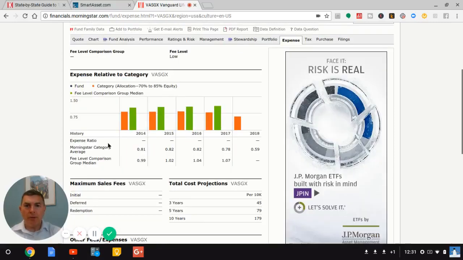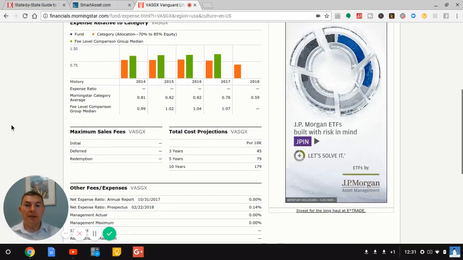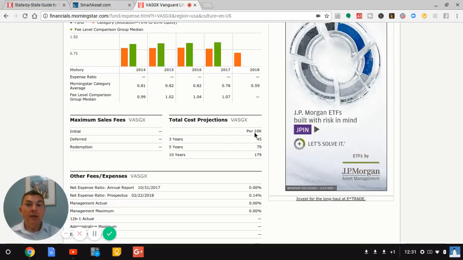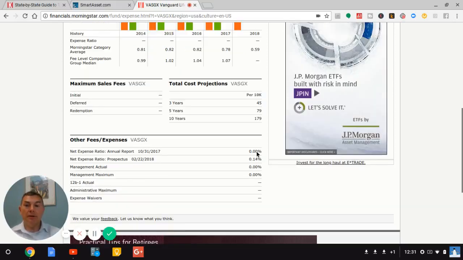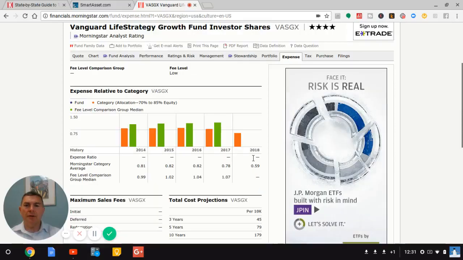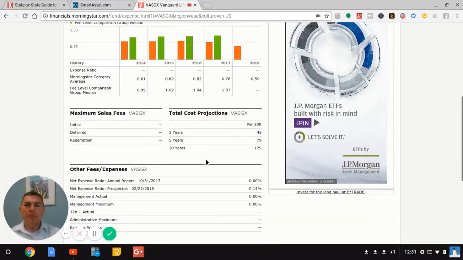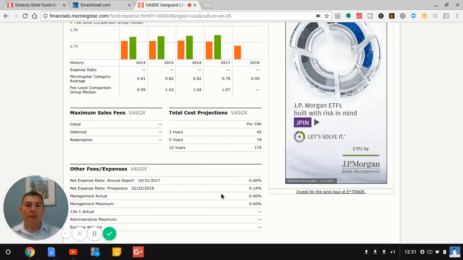Not sure why they don't put it up here. That's weird. But remember, we looked at it on the front page of this website for this ticker, and it's 0.14. So we are significantly below the average in this category for aggressive stocks, 80% stocks, 20% bond portfolios. Then it gives us total cost projection based on expenses. For every $10,000 in there, you're going to pay $179 in 10 years' time. Oh, there's a net expense ratio. Yeah, 0.14. I don't know why it's not up here. That's weird. But anyway, 0.14 is the expense ratio for the fund.